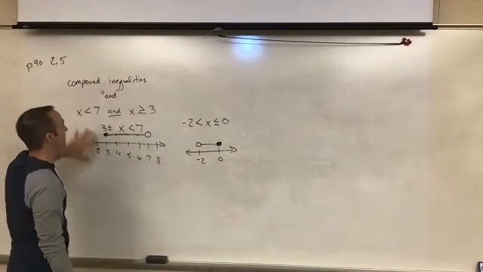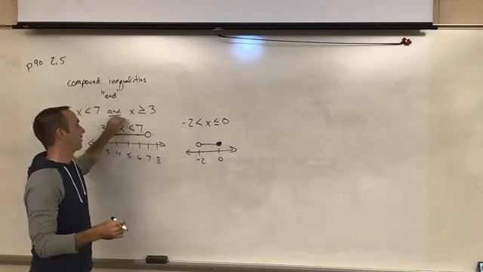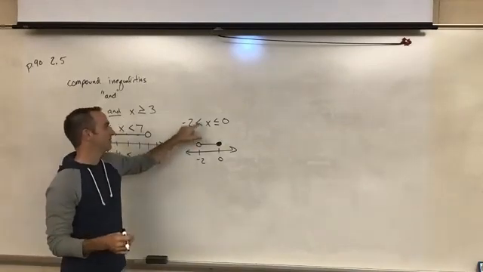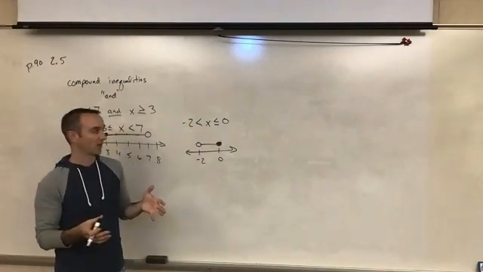Okay, this is our and inequality. This says that x has to satisfy both of those. It's got to be bigger than -2, and it needs to be less than or equal to 0 for it to be a solution. Okay, that's our and.